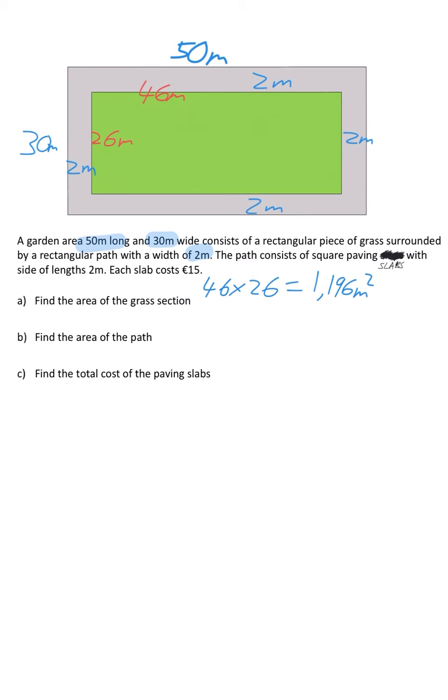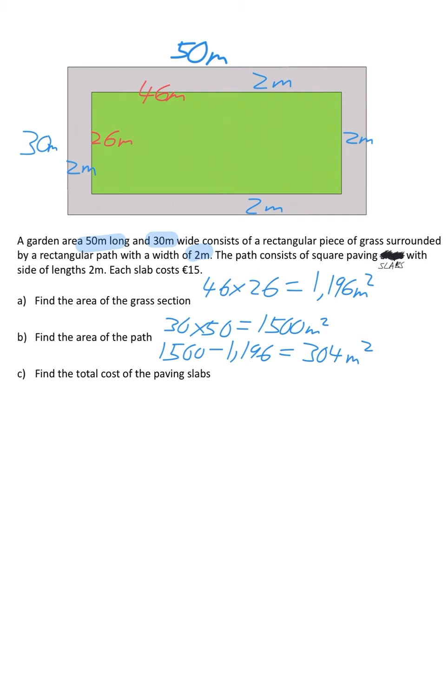Okay, for part B then we need to find the area of the path. So to do that, I'm going to get the total area of the garden and then subtract the area of the grass away from it. So I'll do 30 by 50 will be 1,500 meters squared. And then I'm going to subtract the grass area away. So 1,500 minus 1,196. And that is going to be 304 meters squared for the area of the path.